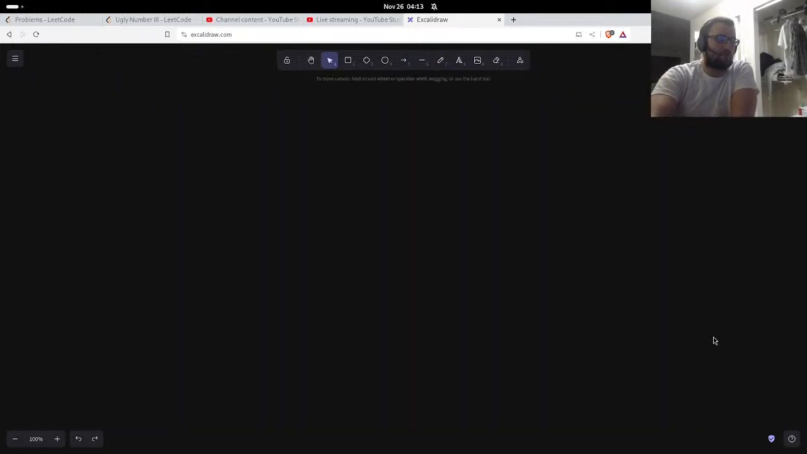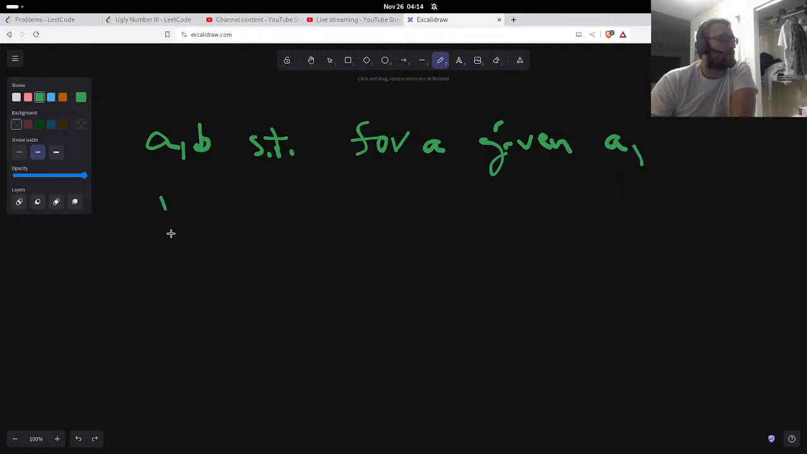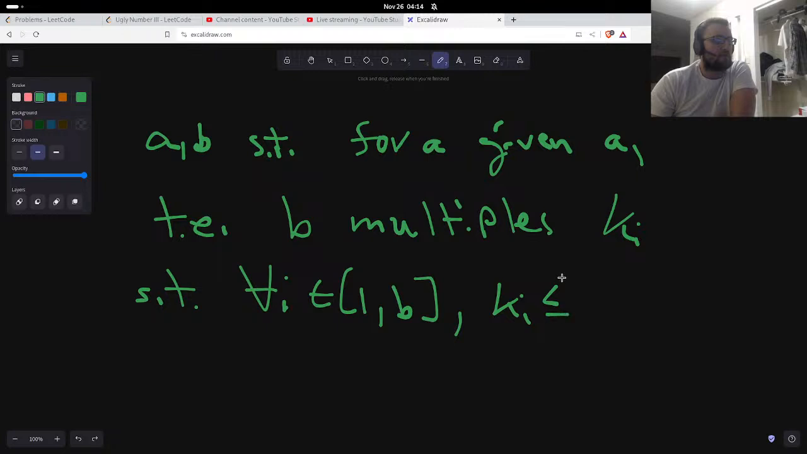It's A and B, such that for a given A, there exists B multiples K sub I such that for all I element of 1 to B, K sub I is less than or equal to A. Something like this.